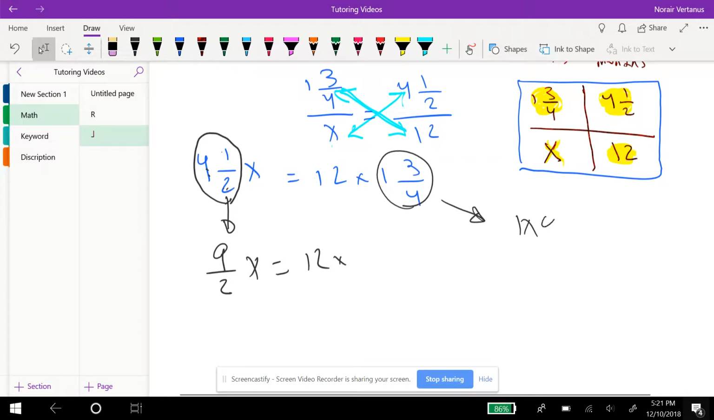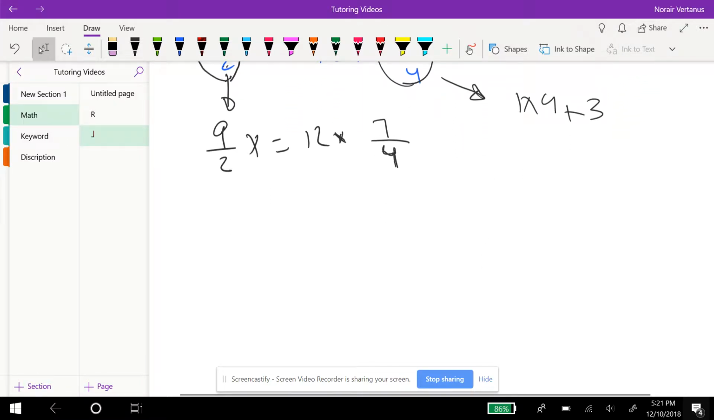See, 1 times 4 plus 3. 1 times 4 is what? 4 plus 3 is 7. That's going to be 7 over 4. Denominator stays there. So 1 3/4 is the same as 7 over 4. Now it's multiplication. Again, we can continue by multiplying. So that's going to be 9 over 2 x equal to this over 1.